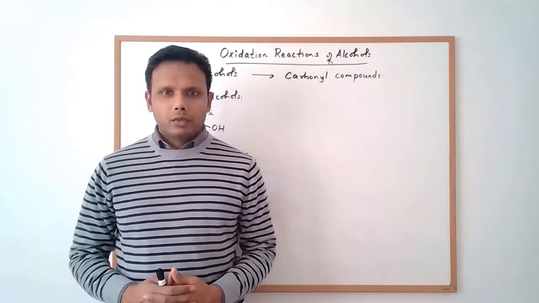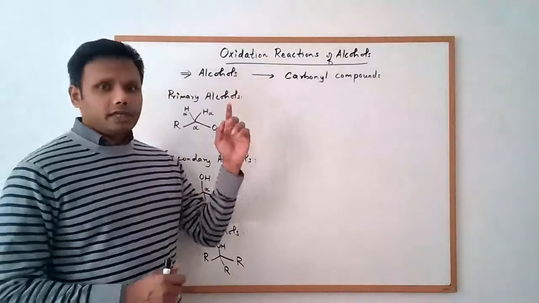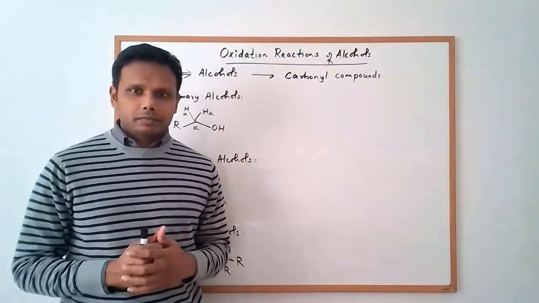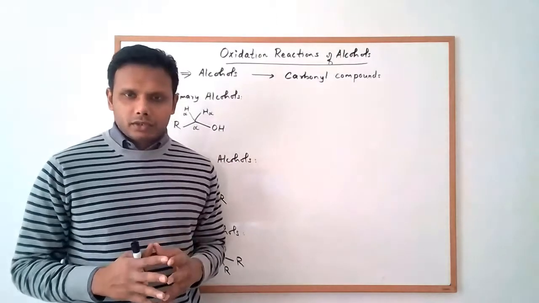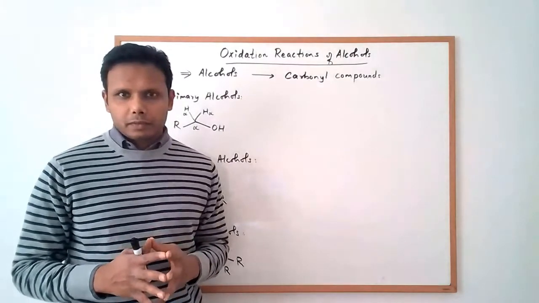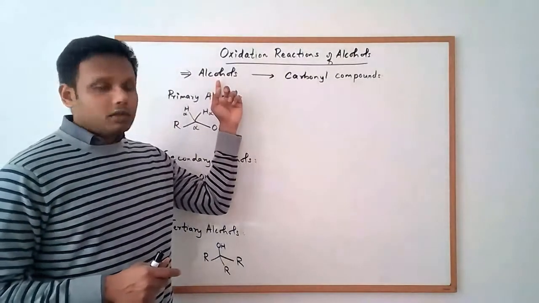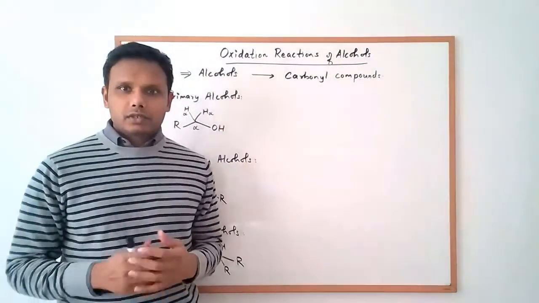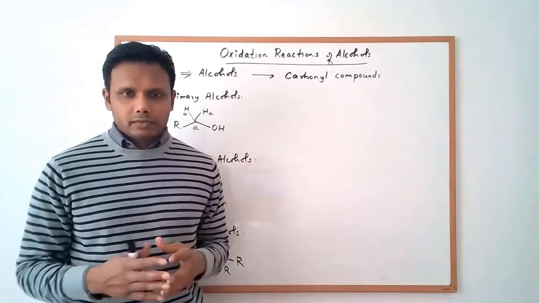Hello everyone, welcome back. In this particular video, we're going to start talking about the oxidation reactions of alcohols. Now, these reactions are the opposite of the reduction reactions that we've previously seen. And what happens in these reactions is that the alcohol is converted into the corresponding carbonyl compound. Now, what do we mean by that?